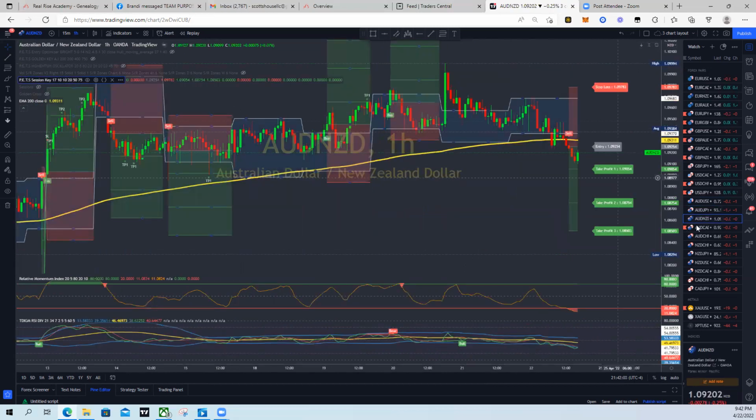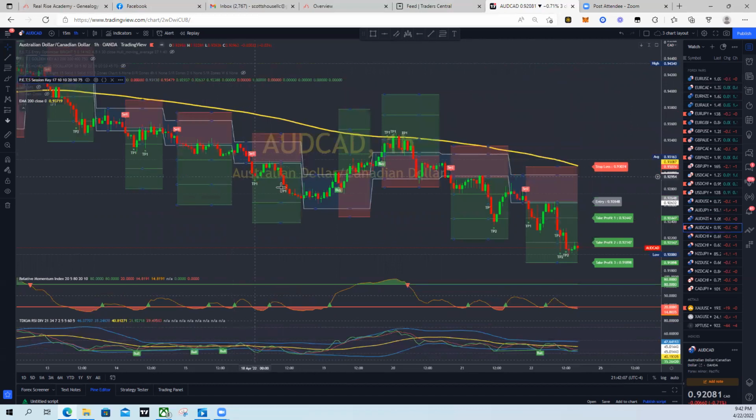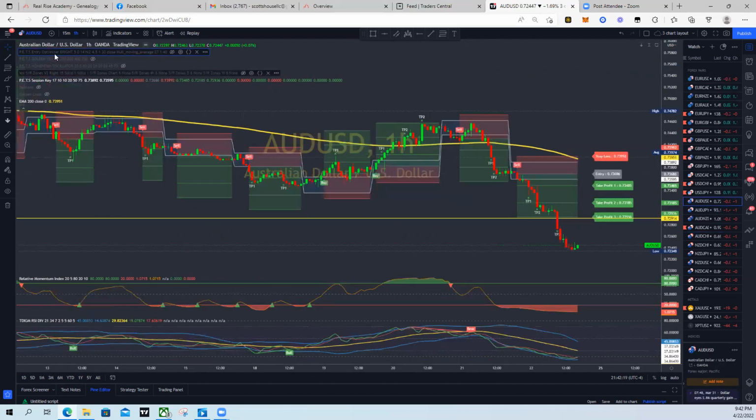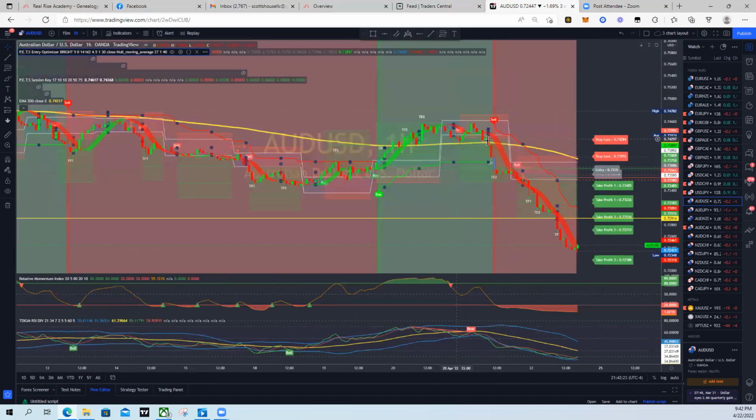If you have the entry optimizer, you can add it as added confirmation. If you're utilizing the session key on the hour chart and you're getting a sell, pull up the entry optimizer on the 15-minute chart. Let's pull this up real quick. Entry optimizer, let's go back to, what was it, AUD/USD? Let's go back to the entry optimizer, pull this up. You notice you gave the sell here. Notice entry optimizer gave the sell afterwards.